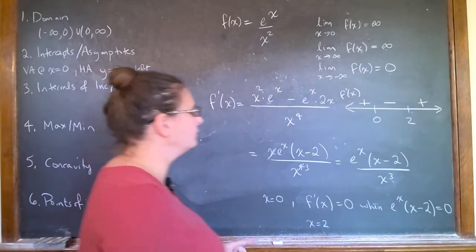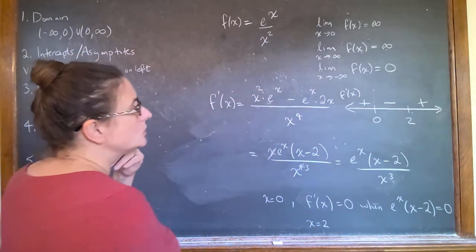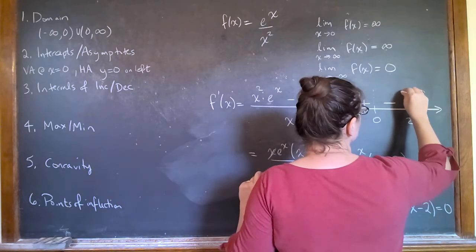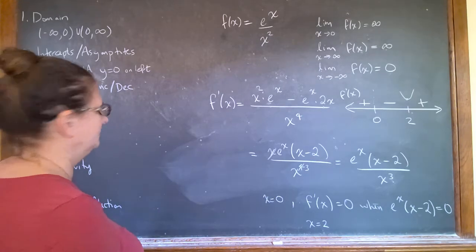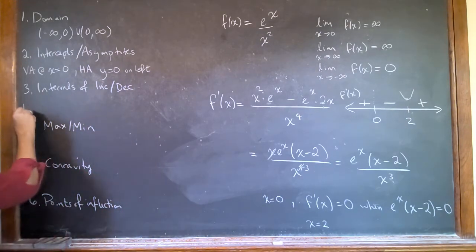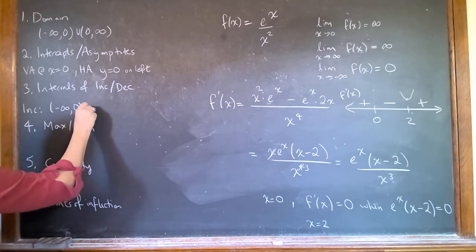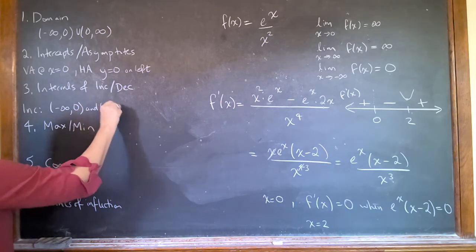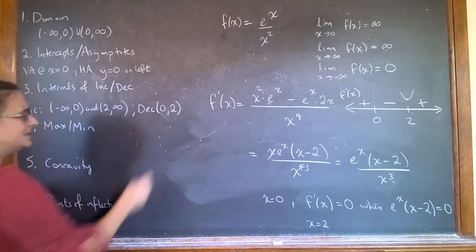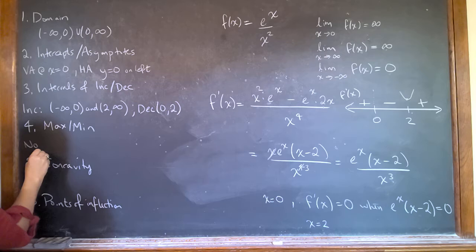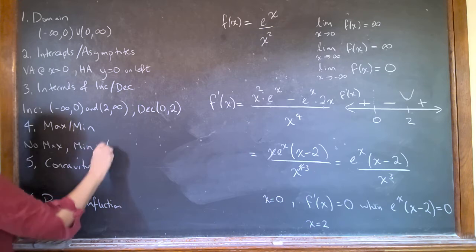Now, let's be careful here. As we already know, that's a vertical asymptote. So this implies, if I'm going to look at 2, that 2 is perfectly fine here. It's 0 there. So that's going to be a minimum. Okay? So it's going to be increasing from negative infinity to 0 and from 2 to infinity. And it's going to be decreasing from 0 to 2. It looks like I have no local max. And my minimum is at 2.